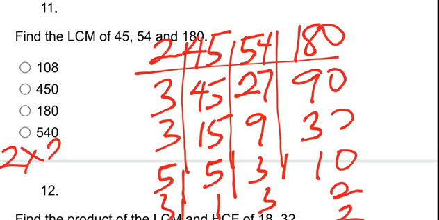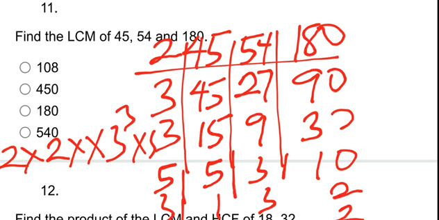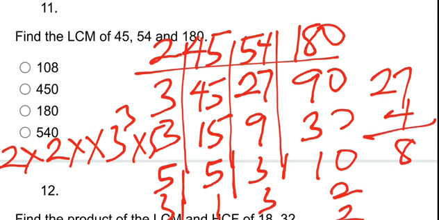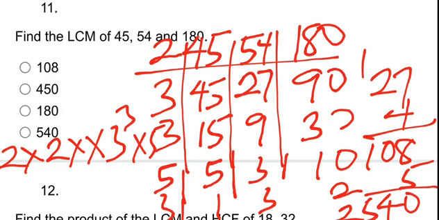So 2 times 2 times 3 raised to the power 3, times 5. 3 raised to the power 3 is 27. 2 times 2 is 4. 27 times 4 is 108. Multiply by 5. That is 40, carry 4, then 5. 540, which is the last option here. So I hope this is clear.